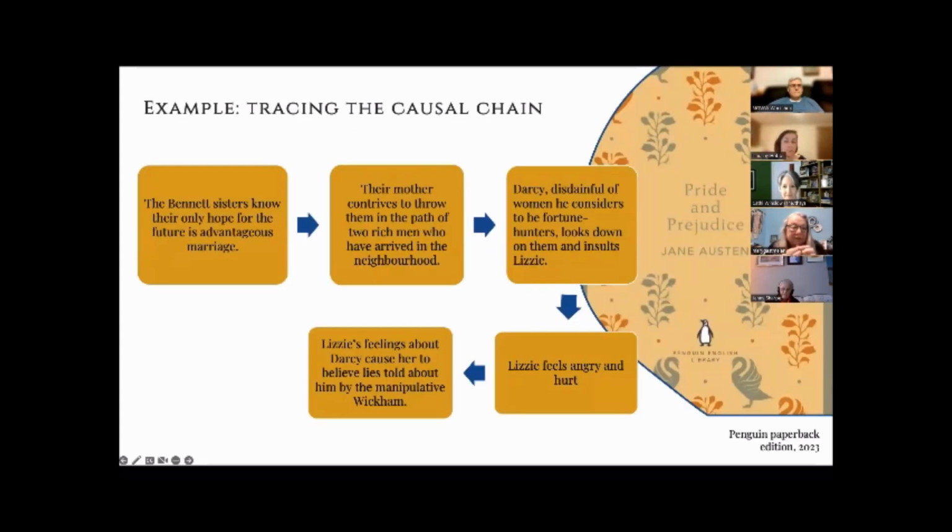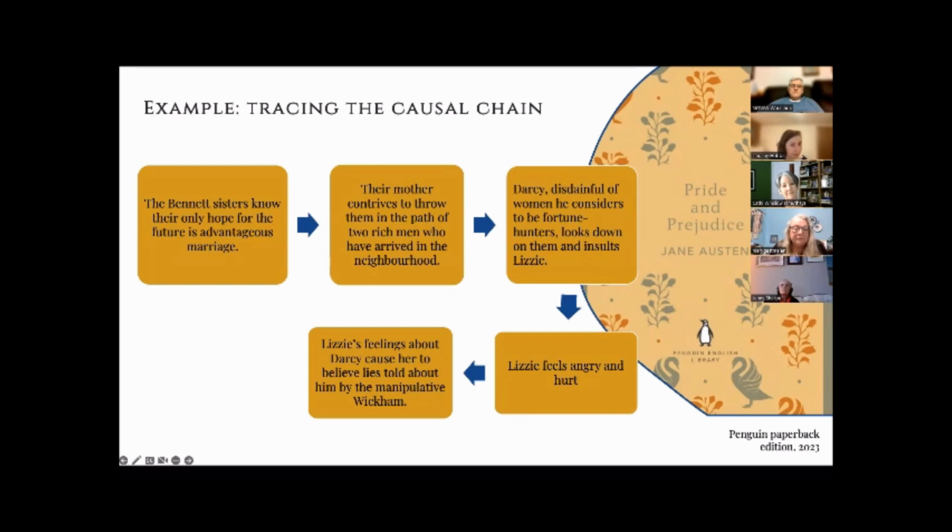Using Pride and Prejudice as an example, the Bennet sisters at the beginning of the novel know that their only hope for the future is advantageous marriage. Because that's their only hope for the future, they're going to throw them into the path of two rich men who have just arrived in the neighborhood.